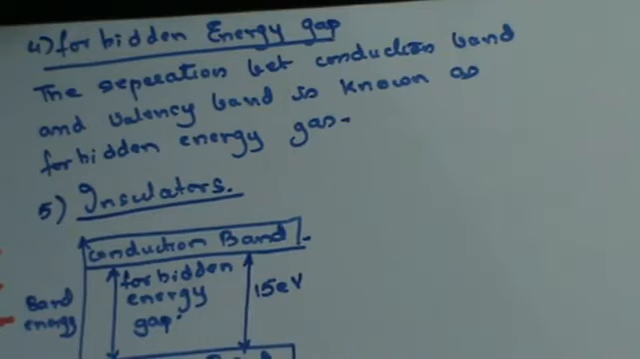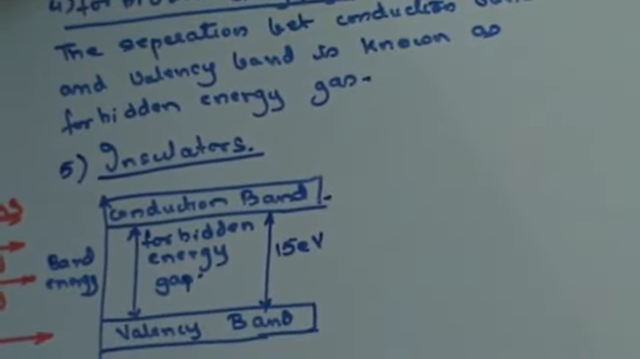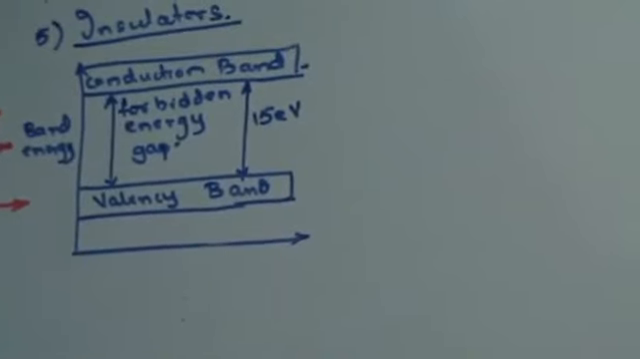Here, the forbidden energy gap is very large. Hence, an electron on its own can definitely not jump from the valency band to the conduction band. Even when external heat is supplied, you would have to supply a large amount of external heat to push an electron from the valency band to the conduction band. Fine, do you understand this?